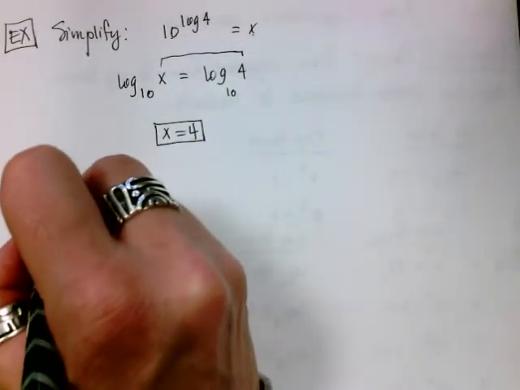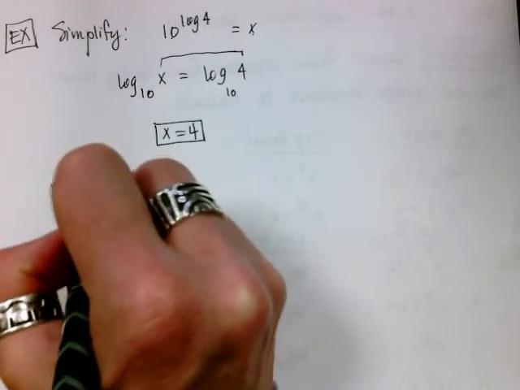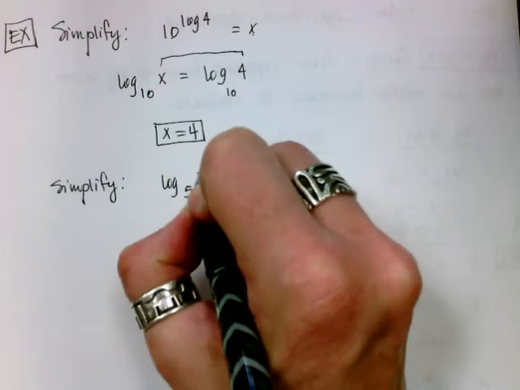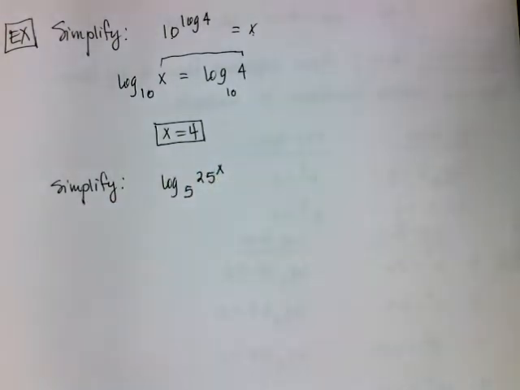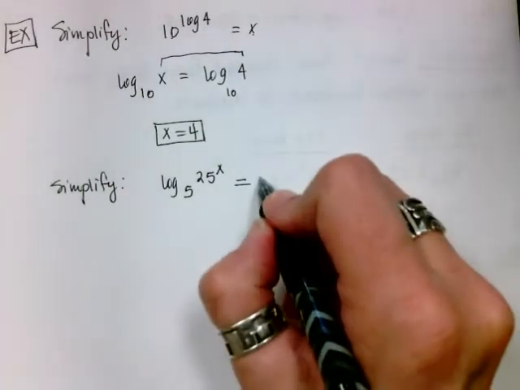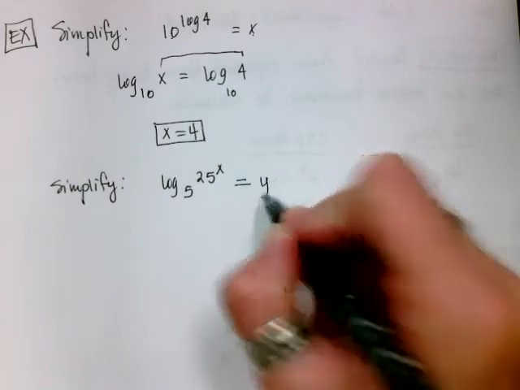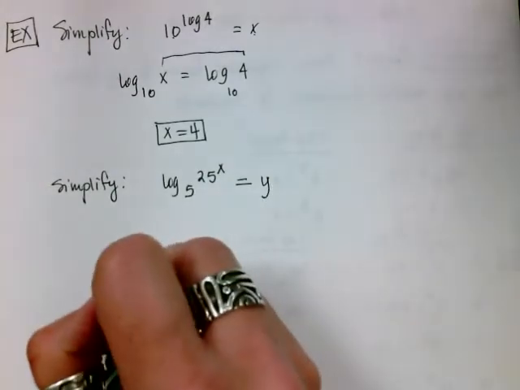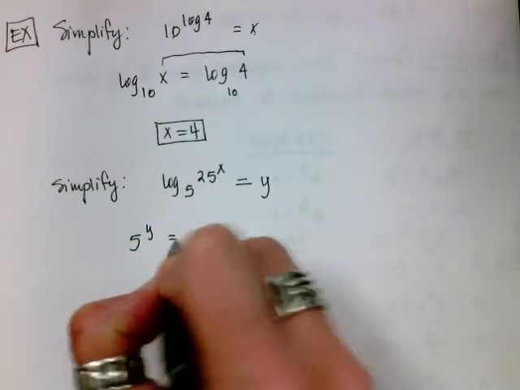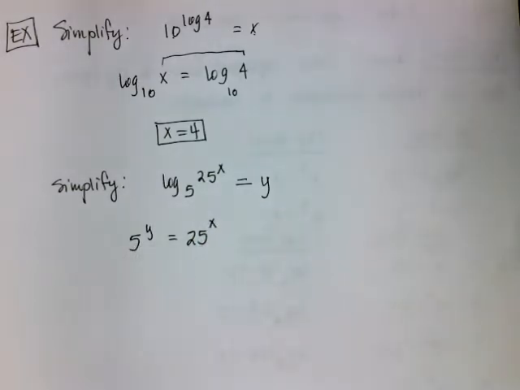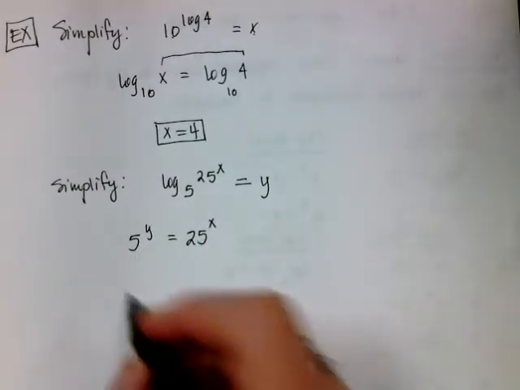If I have another one, again, we're going to say simplify, and I'm going to have the log base 5 of 25 to the x. I'm going to add another variable in here to solve, because I don't want to mix my x's up, so I'm going to call it a y. So I would go back to exponent form, so I would say 5 to the y is equal to 25 to the x.